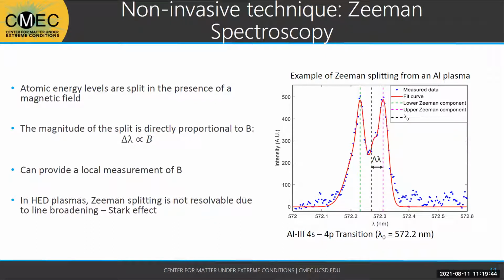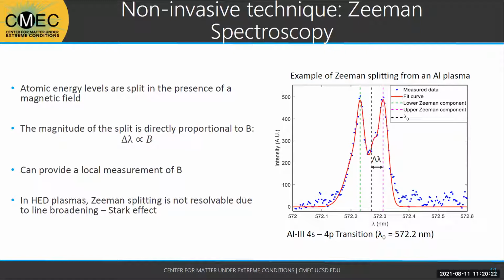And that's due to something called the Stark effect, where the small-scale electric fields due to the free charges of a plasma end up also perturbing or shifting the atomic energy levels. The end result is a Stark-broadened line. You end up with the line actually being broadened over, so you don't see the splitting. But there are a few techniques that have been developed to get around that issue, including the ones that we're using.